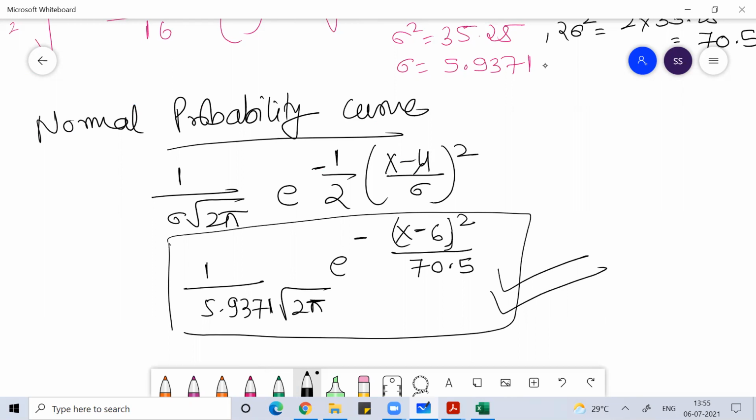Clear, everyone? Here, when you see x, the value of x will lie from minus infinity to plus infinity.